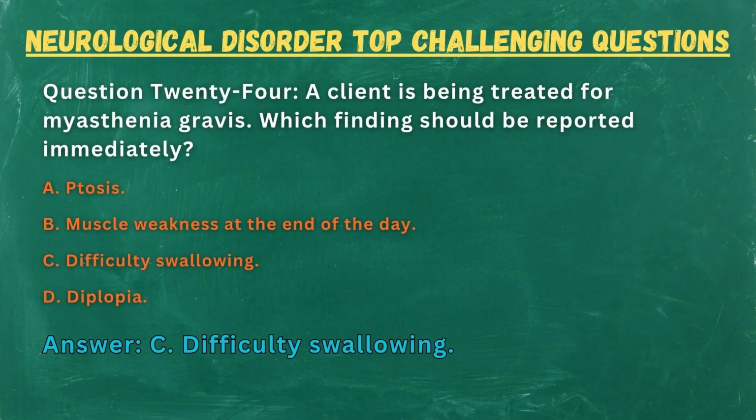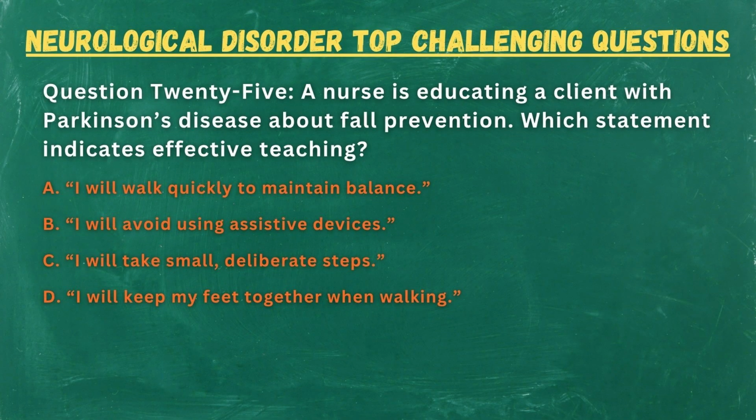Answer: C. Difficulty swallowing. Question 25. A nurse is educating a client with Parkinson's disease about fall prevention. Which statement indicates effective teaching? A. I will walk quickly to maintain balance. B. I will avoid using assistive devices. C. I will take small, deliberate steps. D. I will keep my feet together when walking.